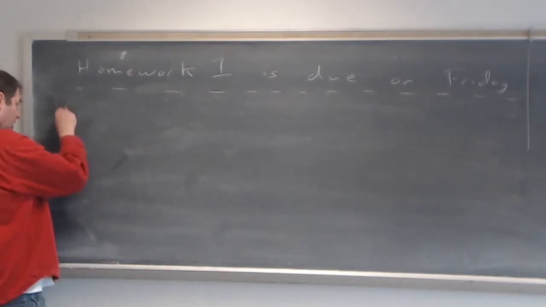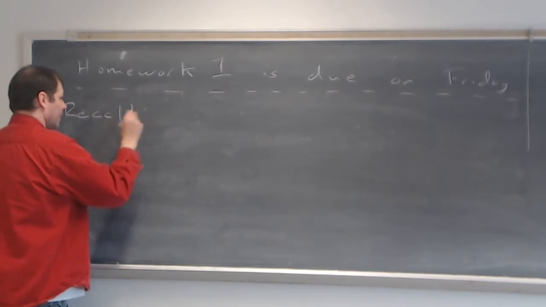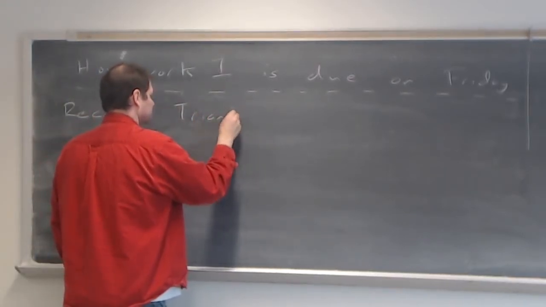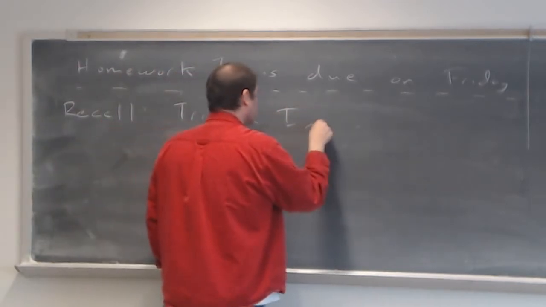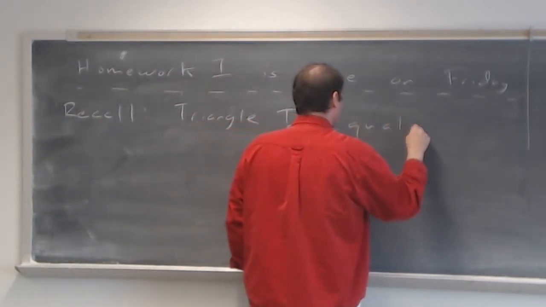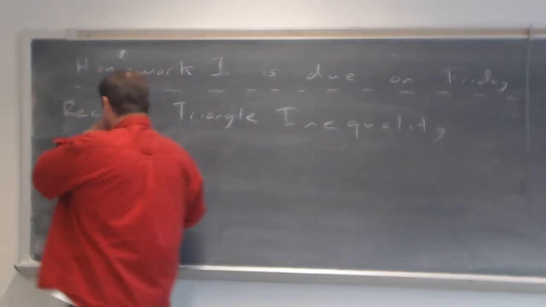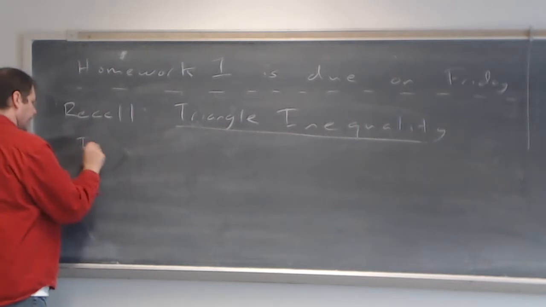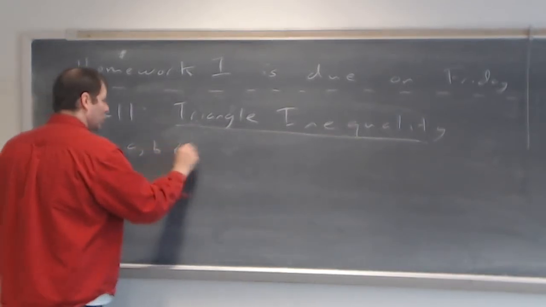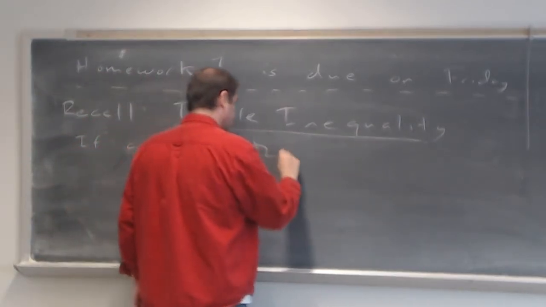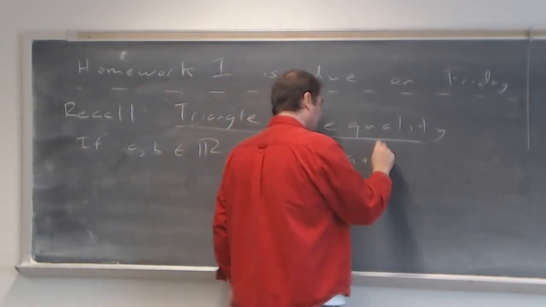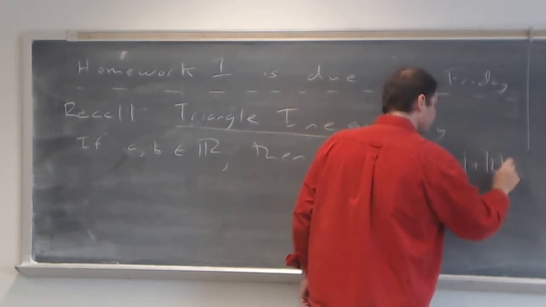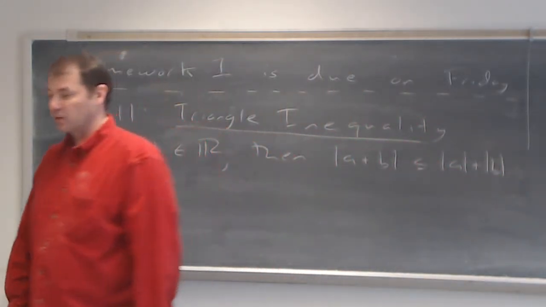But first of all, let's recall the triangle inequality. Here's what it said. If A and B are real numbers, then the absolute value of A plus B is less than or equal to the absolute value of A plus the absolute value of B. So that's our fact, it's the triangle inequality.